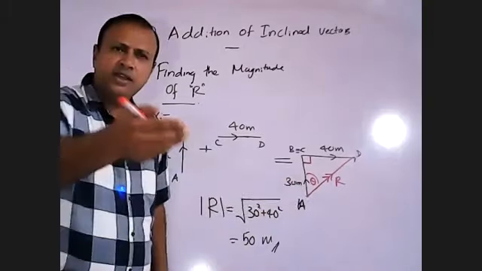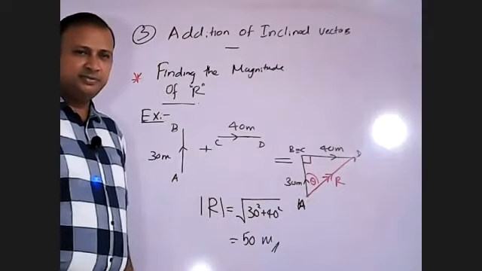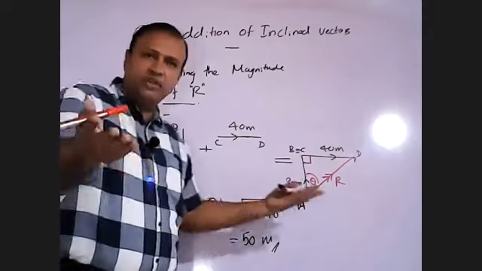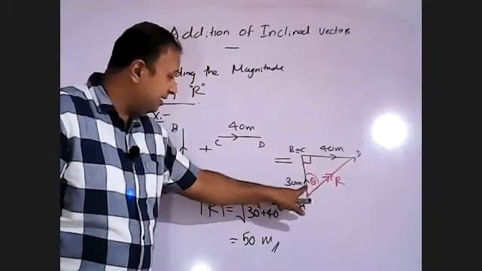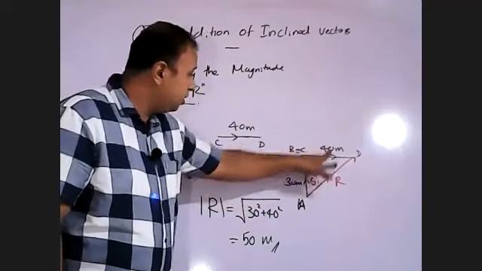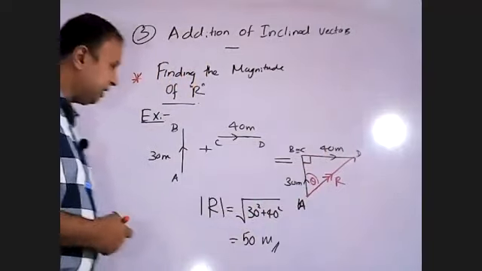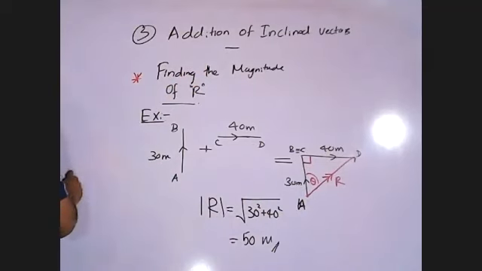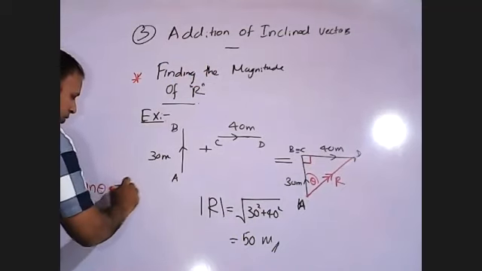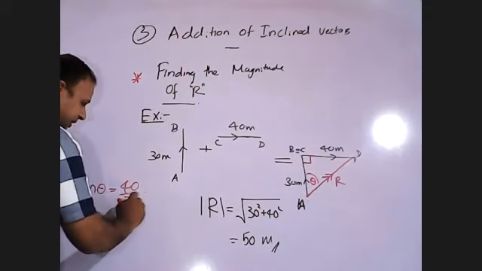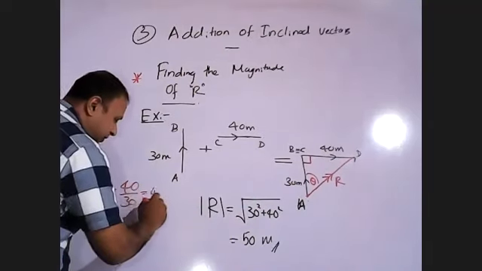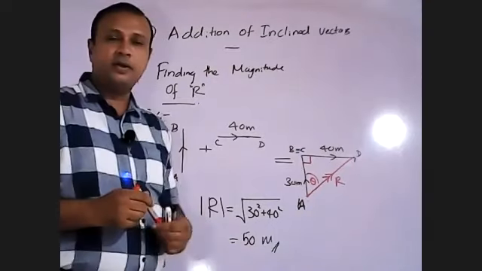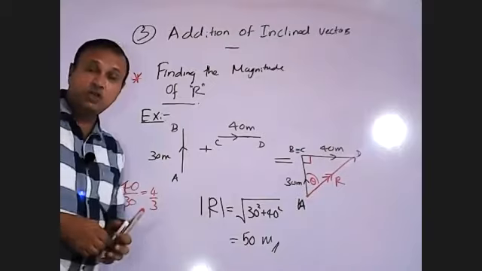Then, how to find theta? That is very easy. You can use your trigonometric knowledge. According to this main triangle, tan theta is equal to 40 over 30. According to this triangle, this is the direction. Tan theta is equal to 40 over 30, which means 4 over 3.